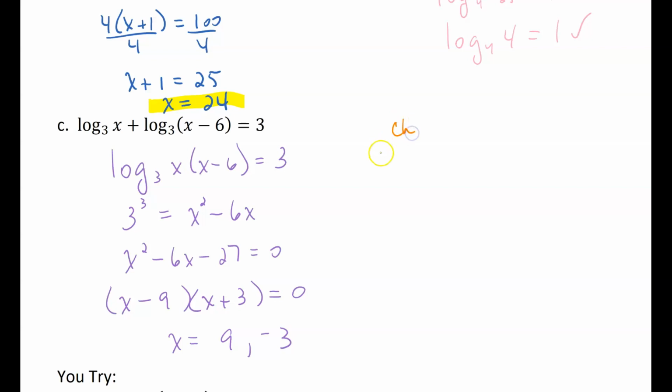All right, so checking, I get log base 3 of 9 plus log base 3 of 9 minus 6 is 3. And is that indeed equal to 3? What's log base 3 of 9? 2. What's log base 3 of 3? 1. And yes, this works out.